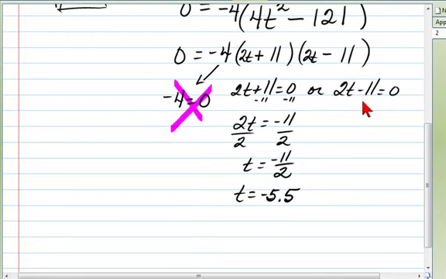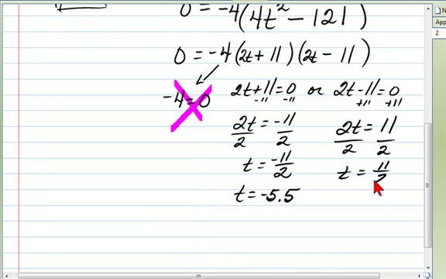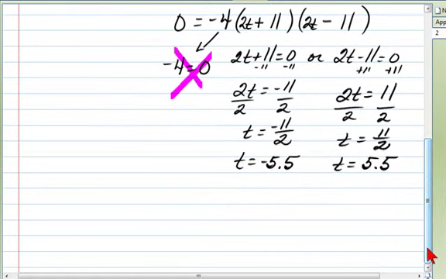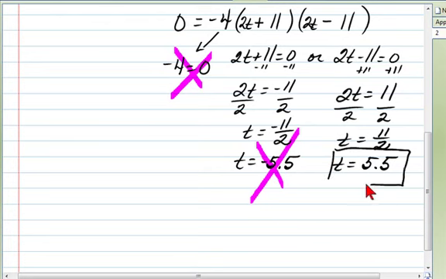All right, the second factor, I will add 11 to both sides, and I get 2t is equal to positive 11, divide by 2. T is equal to 11 over 2, so as a decimal, that's 5.5. What does t represent? Time. Do we measure time in negative numbers? No. This is another case where a negative answer is inappropriate. This is the only answer to the question.